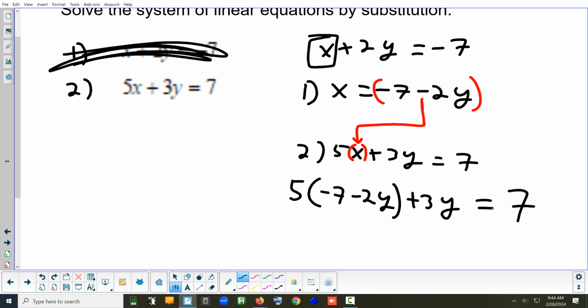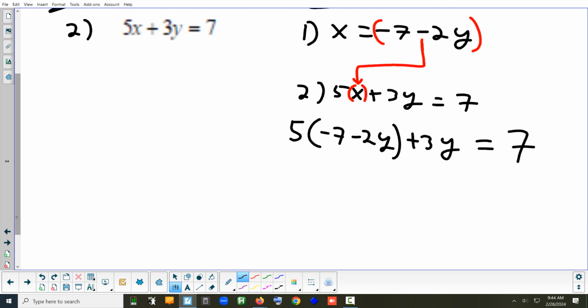All right, so now let's check it, make sure there's only one different letter. y, yep, there's only one letter. Okay, now we solve it. All right, what's the first thing we do? Distributive property. Yep. And what are we distributing? 5. What's 5 times negative 7? Negative 35. And what's 5 times negative 2y? Negative 10y.